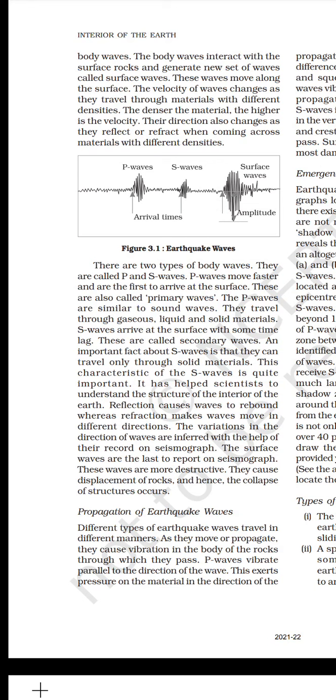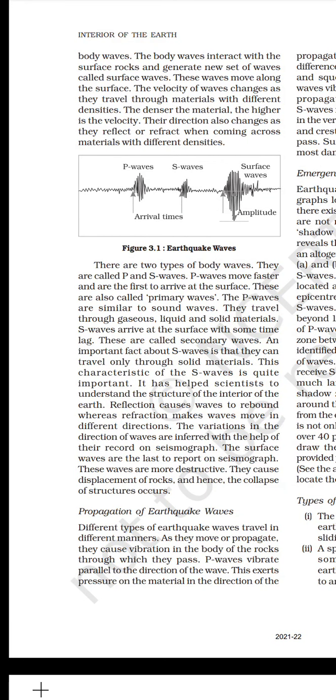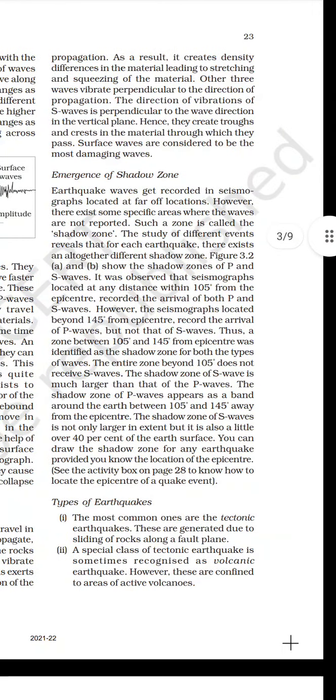Propagation of earthquake waves. Different types of earthquake waves travel in different manners as they move or propagate. They cause vibration in the body of the rocks through which they pass. P waves vibrate parallel to the direction of the wave. They exert pressure on the material in the direction of the propagation. As a result, it creates density differences in the material leading to stretching and squeezing of the material.